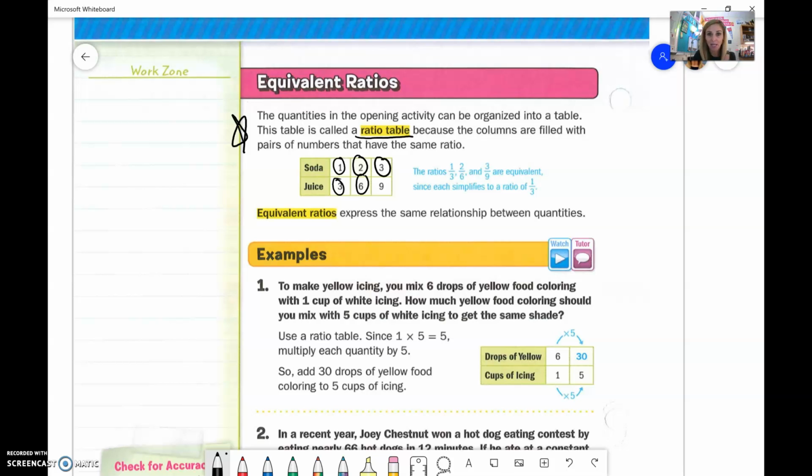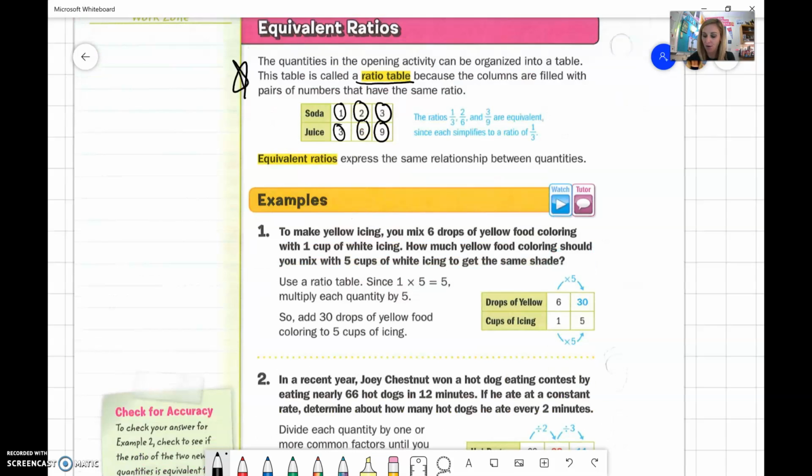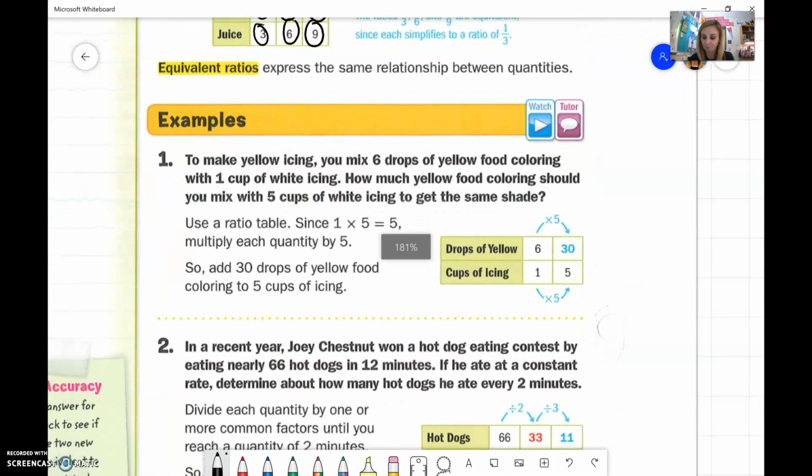If we have 3, then we're going to have 9, because we know that our unit rate is for every 1 can of soda, there's 3 juices. So if I have 2 cans of soda, I have to have 6. All right, so forth and so on. All right, take a look at this.